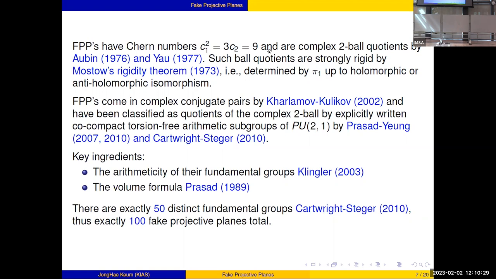And fake projective planes come in complex conjugate pairs, like Kharlamov and Kulikov. I mean, a fake projective plane cannot be isomorphic to its complex conjugate. And they have been classified as quotients of the complex two-ball by explicitly written cocompact torsion-free arithmetic subgroups of PU(2,1), by Prasad and Yeung, and Cartwright and Steger.